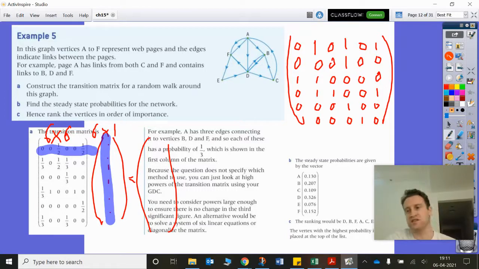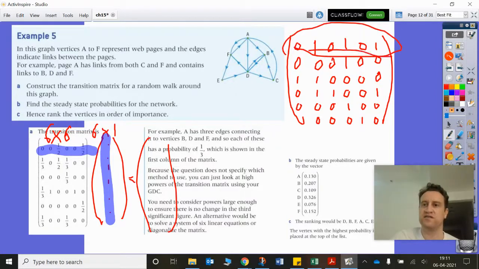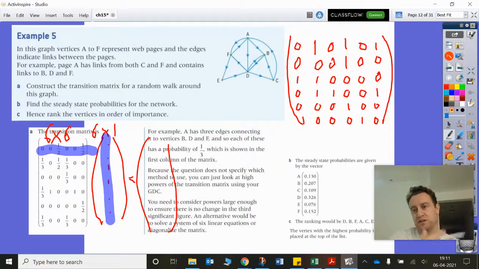Okay, so this is a transition matrix, and we can apply it as many times as we want. So constructing the transition matrix is pretty easy to do. We need to come up with probabilities from our rows, and then we need to transpose that matrix from the adjacency matrix. So we've constructed the transition matrix. There it is. And then it says, find the steady state probabilities of the network.